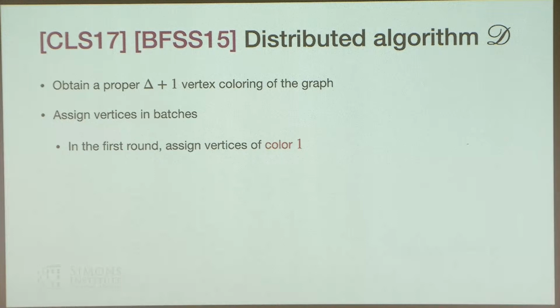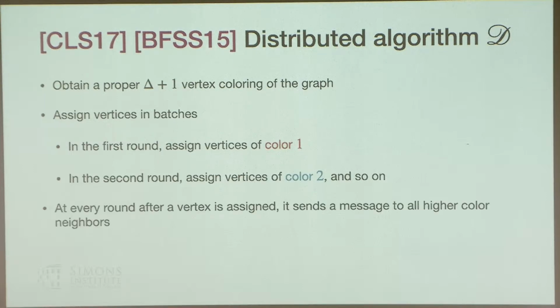In the first round, they assign all of the color 1 vertices. This is not going to depend on any of the messages. And in the second round, you use messages from these color 1 vertices, or what the assignments are, to assign vertices of color 2, and so on. So at every round, after a vertex is assigned, it sends a message to all the higher color neighbors.